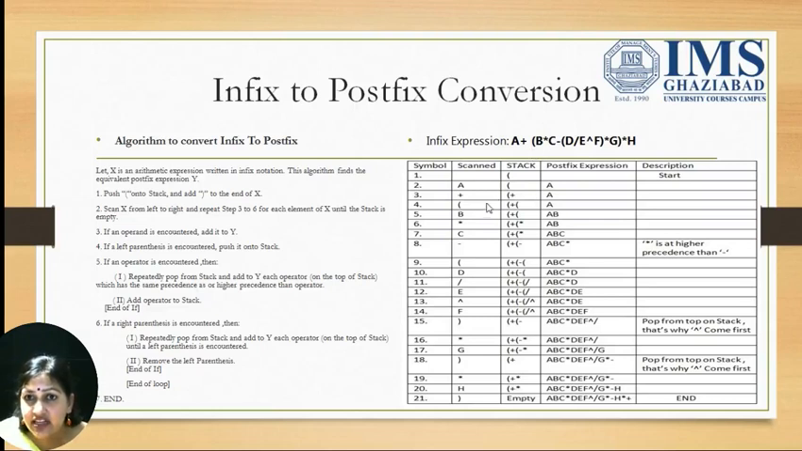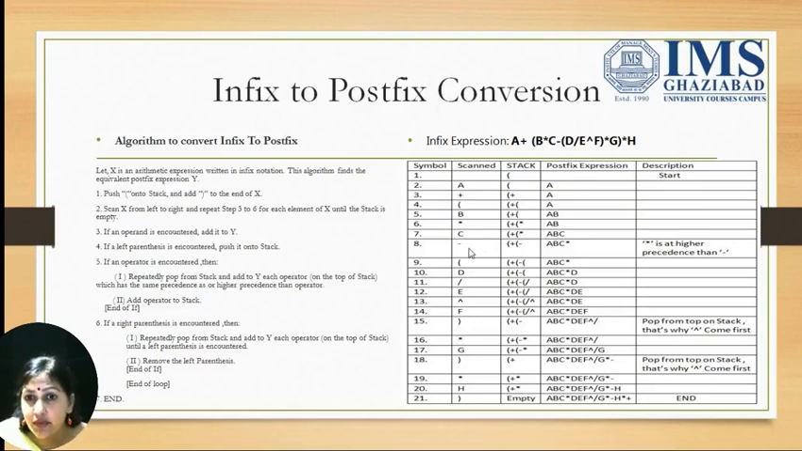Next, we scanned left parenthesis. When a left parenthesis is encountered, we just push it into the stack. Next, an operand is scanned. We add it to the postfix expression y. Next, an operator multiplication is scanned, but there is no operator on the top of the stack, so we just push it into the stack. Then an operand C is encountered. It is just added in the postfix expression.